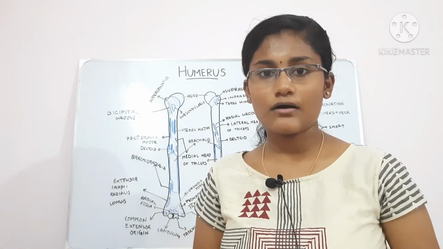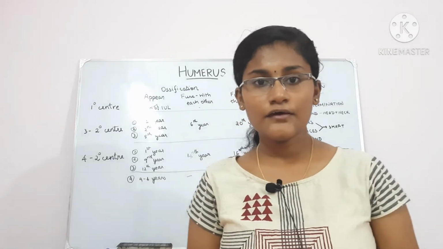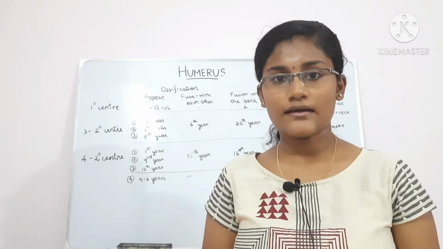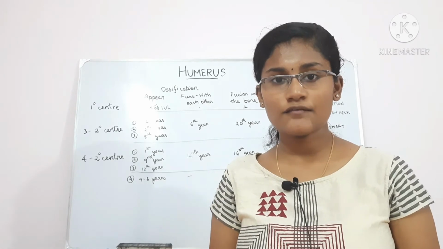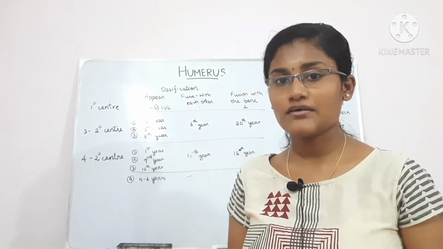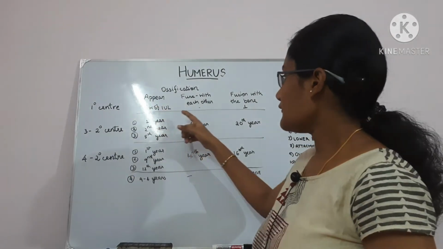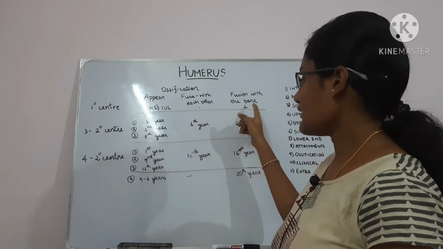Now let's move on to the next thing, that is the ossification of the humerus. In the humerus, there is one primary center and 7 secondary centers for ossification. The primary center appears in the middle of the shaft in the 8th week of intrauterine life, and it fuses with the bone at the first year.